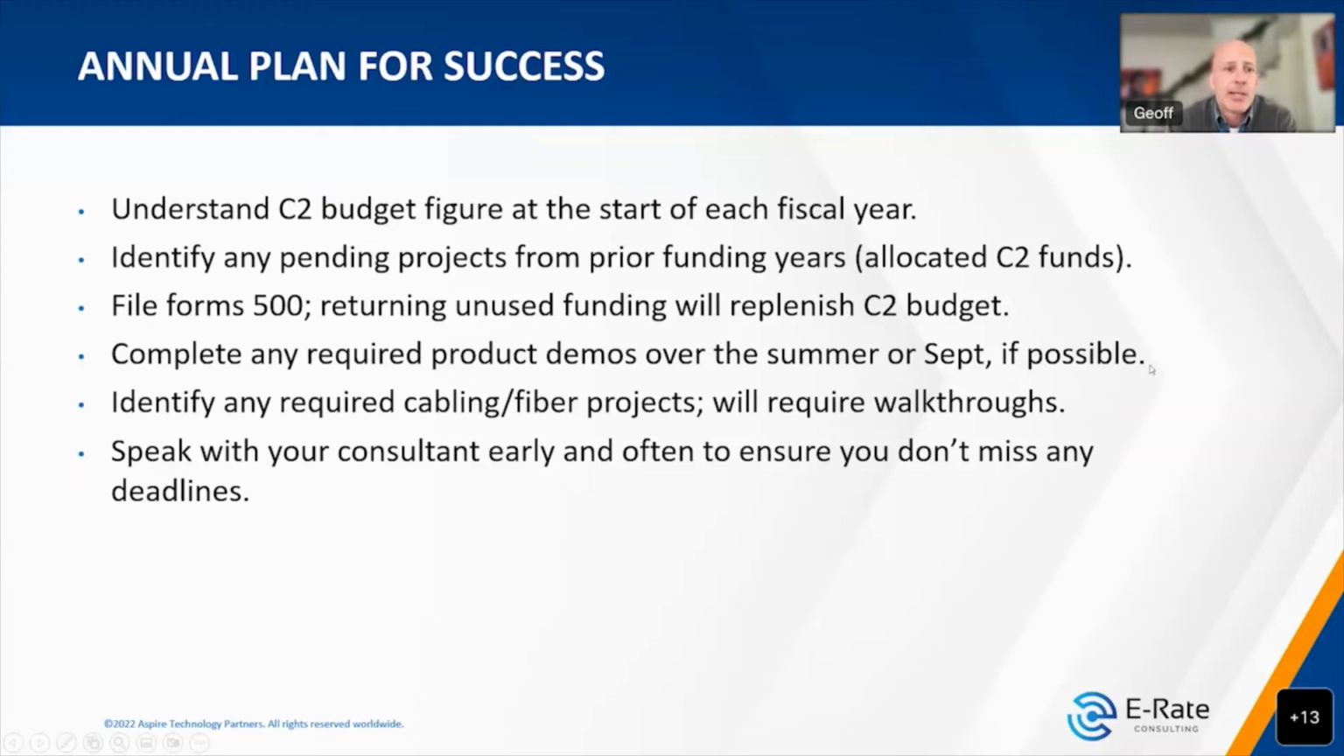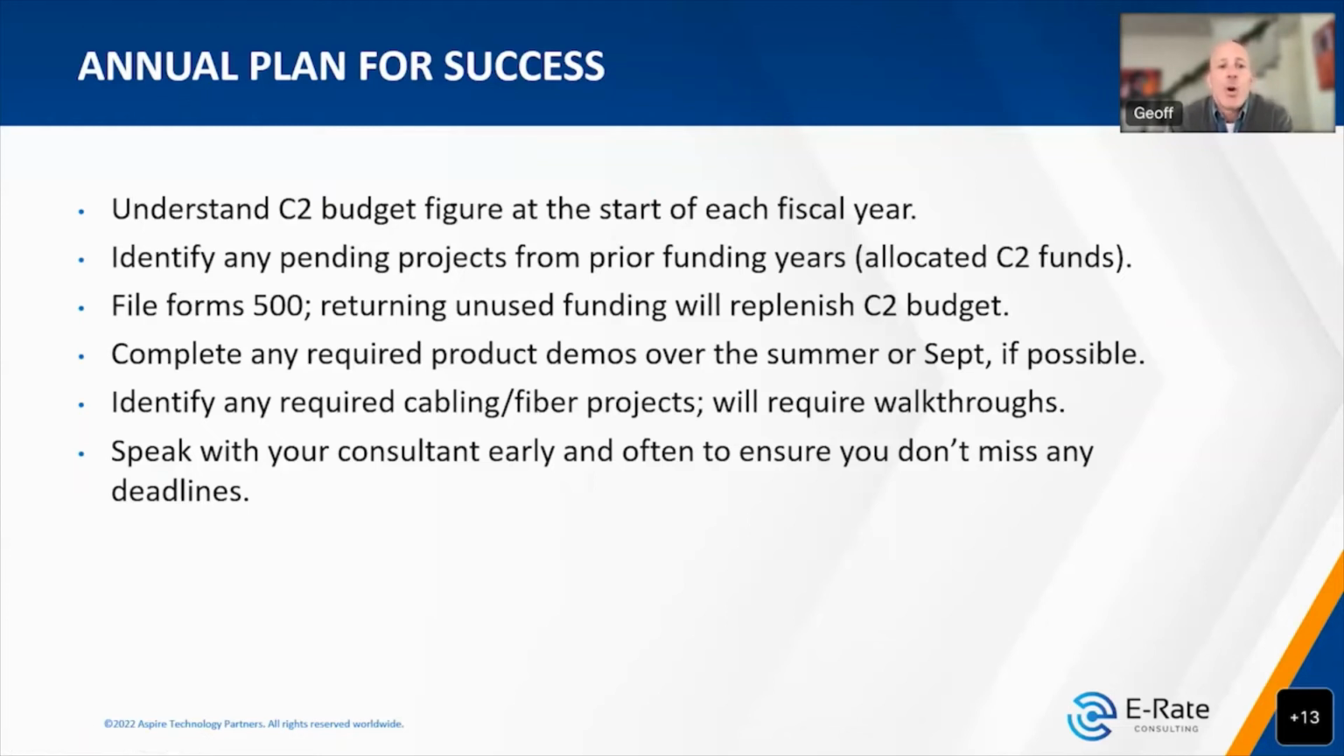One of those is identifying pending projects from prior funding years, okay? If you have pending projects from prior funding years, those Category 2 funds have already been allocated. If you're going to cancel a project, you have to file a Form 500 to return unused funding. That will replenish your C2 budget, okay?